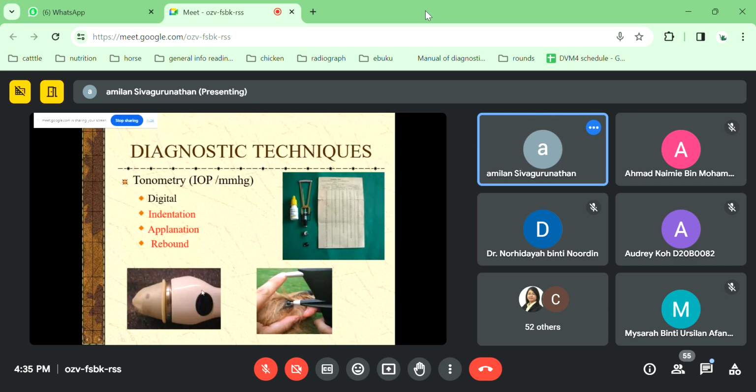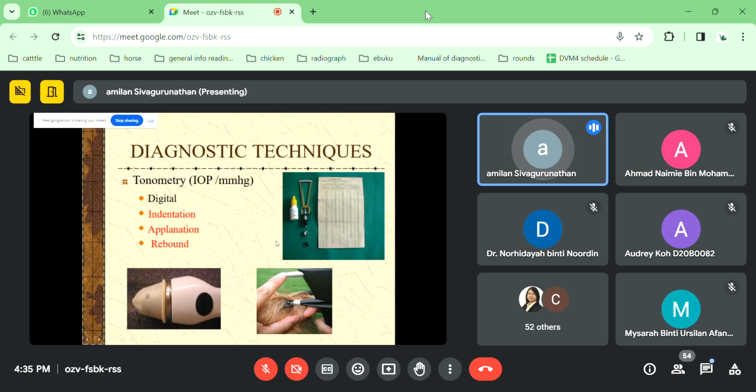Then we have on the left a Tono-Pen, which I think they use at the university, and it touches the cornea. They just tap it on the cornea and it takes a reading. This is called an applanation tonometer. And the one on the far right is called a rebound tonometer. It's just a pin that bounces off.